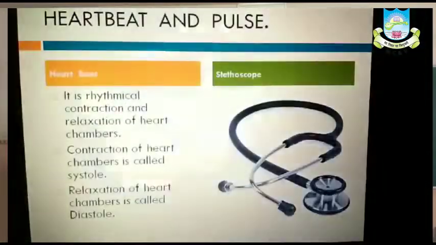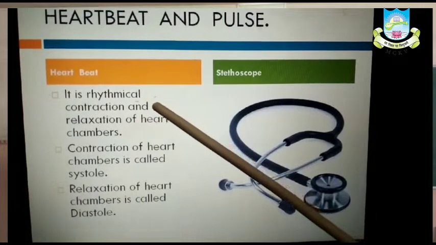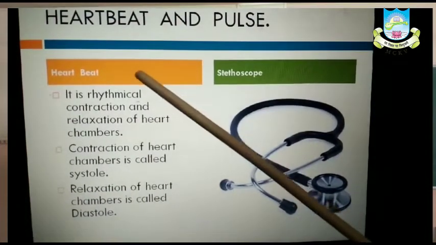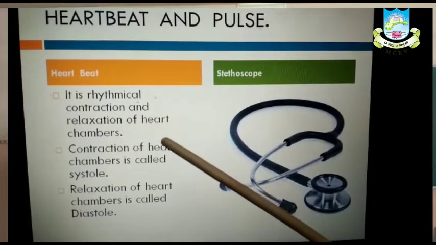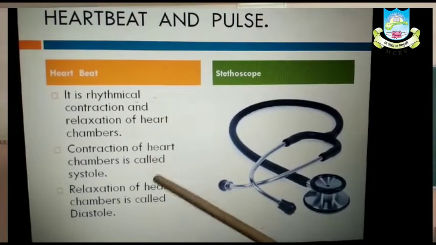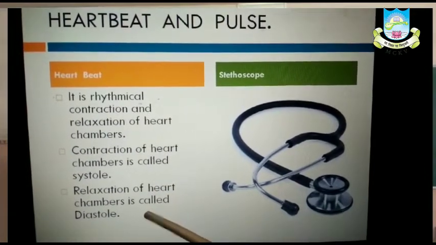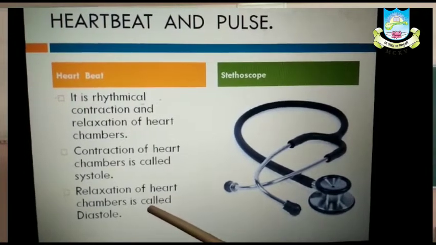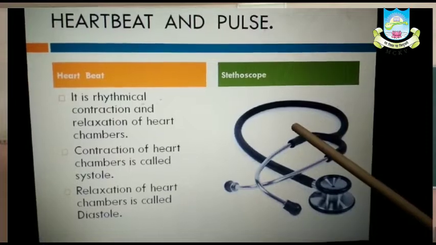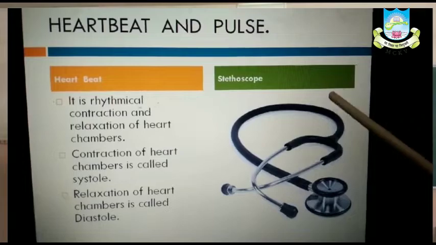Next is heartbeat. When you kept your hand at the center of the chest cavity, you heard the heartbeat. What is heartbeat? It is the rhythmic contraction and relaxation of heart chambers. Contraction of the heart is called systole and relaxation of the heart is called diastole. One systole and one diastole make one heartbeat. In normal condition, the heart beats 72 times per minute. This is a stethoscope which helps in measuring or listening to the heartbeat. You have seen many doctors using it.